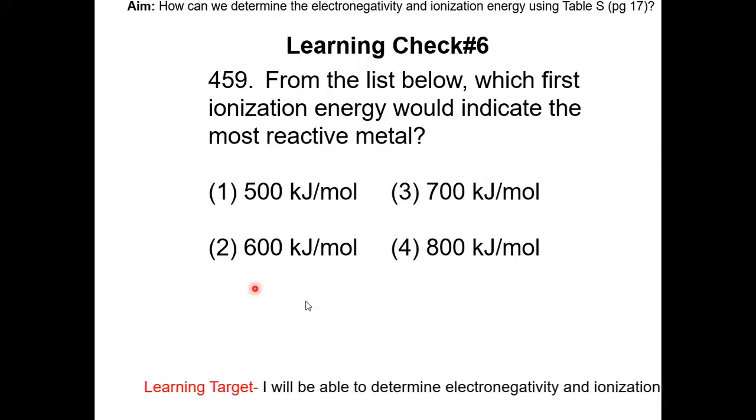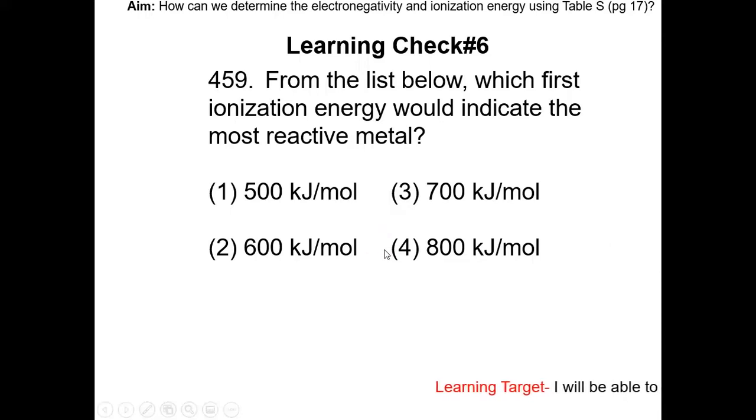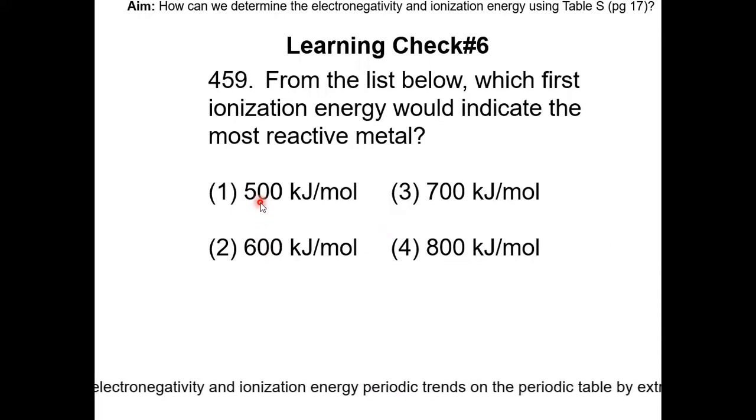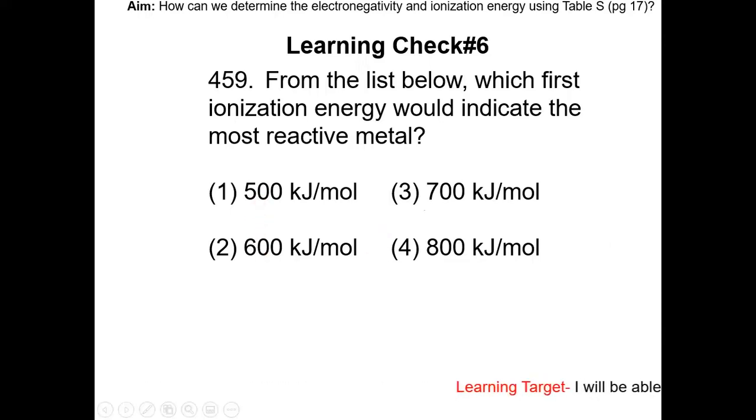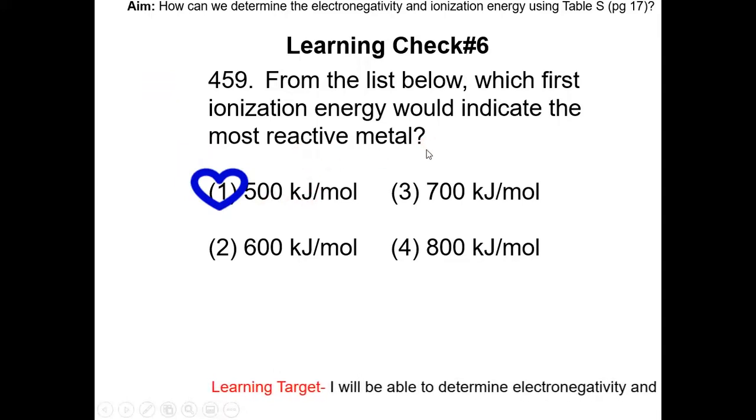Here we're given the ionization energy, which represents the energy needed to remove an electron. So the more energy you need to remove an electron, the harder it is. The less energy there is, that means it's easier to remove an electron. Based on this analysis, the answer is choice 1. Because since it's easier to lose an electron, it is the most reactive metal.